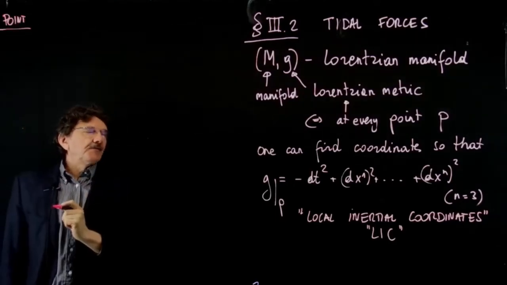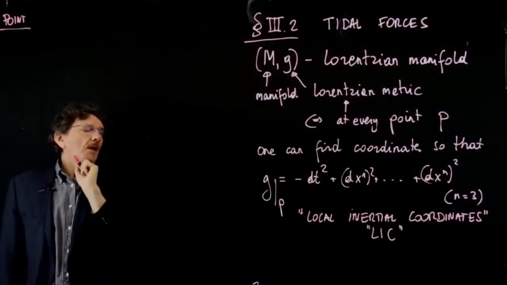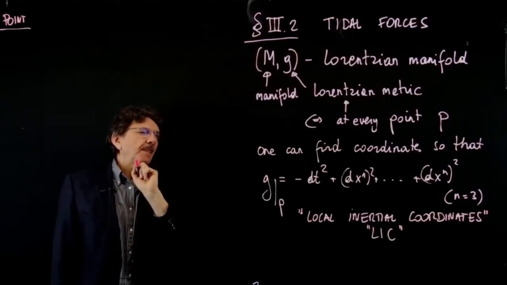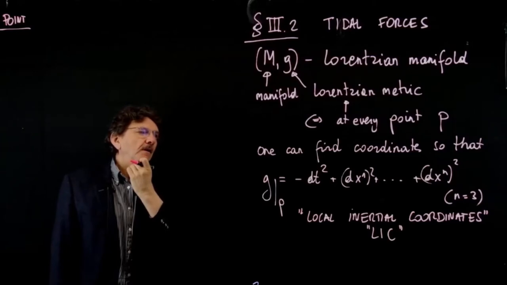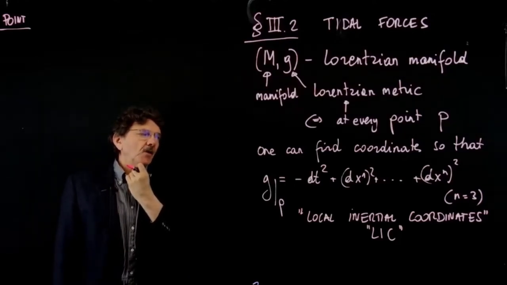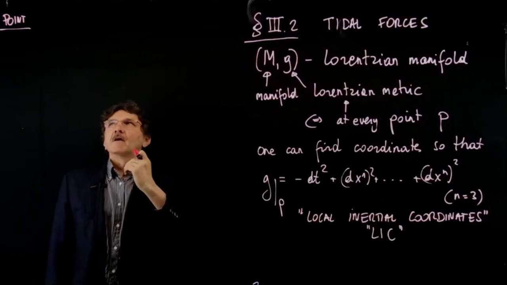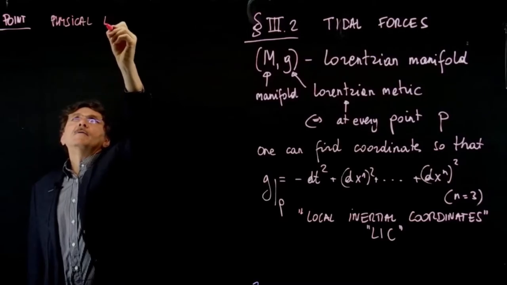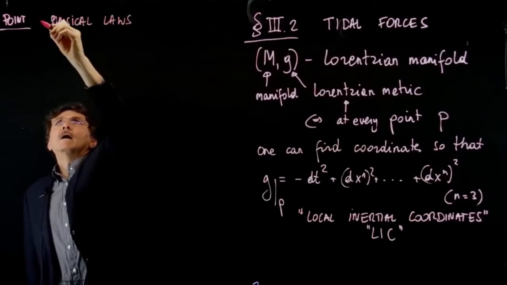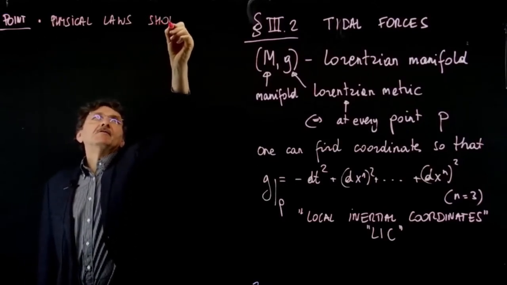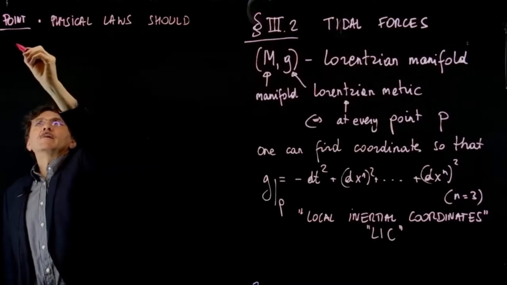the local physics, so the physics we know of in special relativity, carries over to this Riemannian manifold, to this Lorentzian manifold, in terms of the local inertial coordinates. So physical laws, well, maybe first should be written in a manifestly coordinate invariant way.